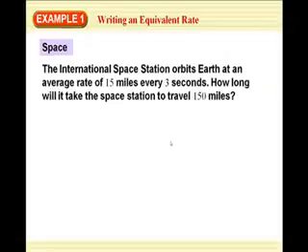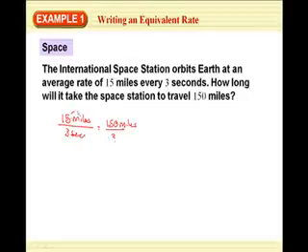The International Space Station orbits Earth at an average rate of 15 miles every 3 seconds. How long will it take the space station to travel 150 miles? Well, the first thing you do is write the rate that you know. The rate we know is it goes 15 miles in 3 seconds. When will it equal 150 miles? Now notice when I write this, I have the miles both on top, and then this is like an unknown. It's missing. And this is exactly like what we were doing in last lessons when you were filling in the missing part in the equivalent ratios. So you do the same thing.